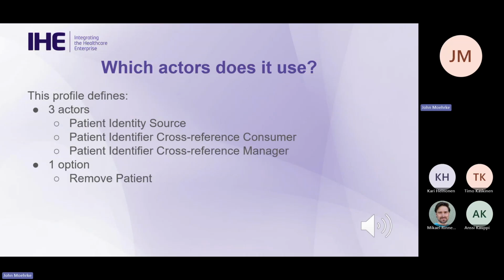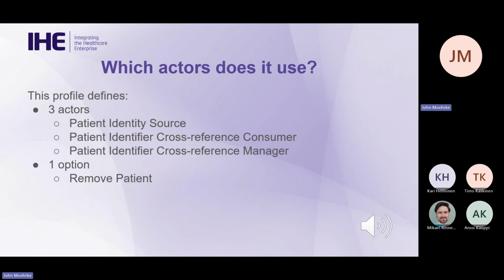Okay. So within PIXm, there are three actors. The patient identity source is kind of the registry, if you will, the system that's the owner of the identities, and they're sending them to the cross-reference manager, which is doing the cross-reference.